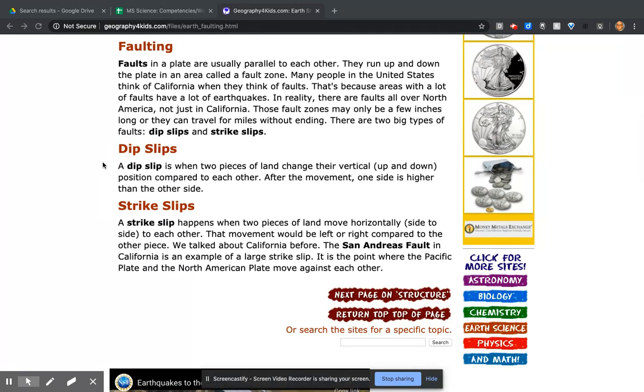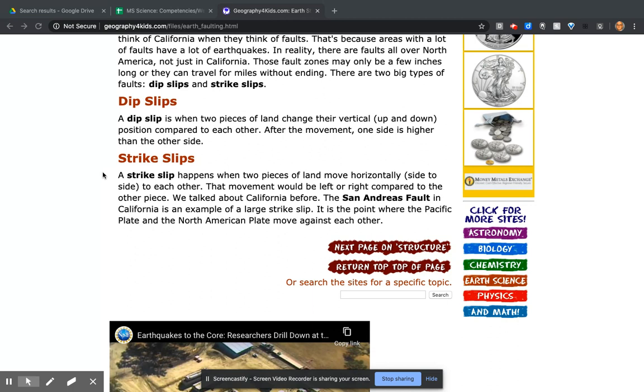Dip slips. A dip slip is when two pieces of land change their vertical, up and down, position compared to each other. After the movement, one side is higher than the other side. Strike slips. A strike slip happens when two pieces of land move horizontally, side to side, to each other. That movement would be left or right compared to the other piece. We talked about California before. The San Andreas Fault in California is an example of a large strike slip. It is the point where the Pacific Plate and the North American Plate move against each other.